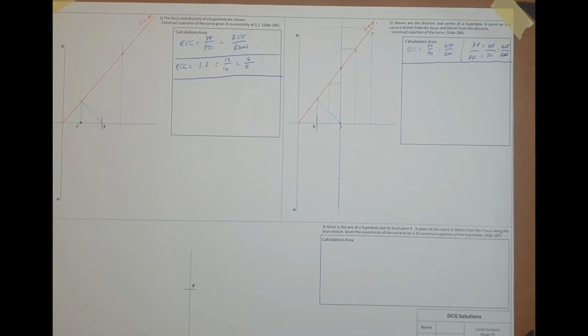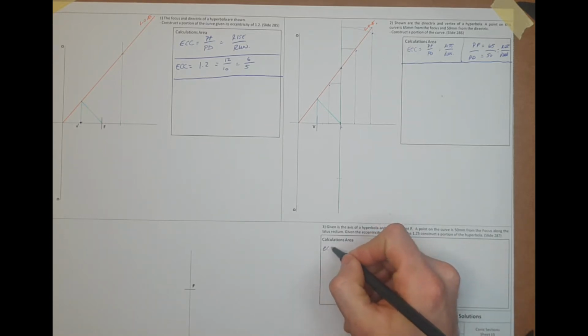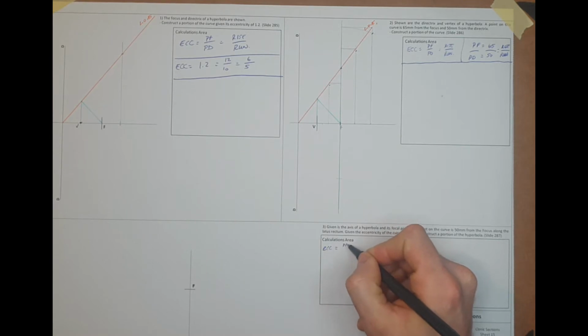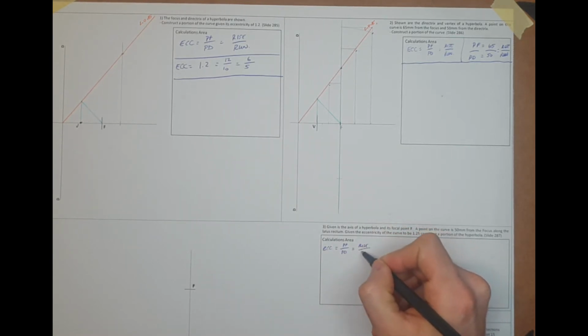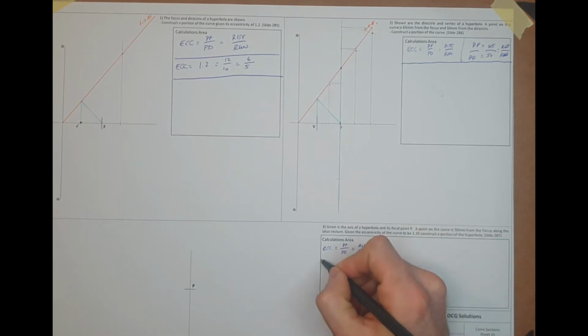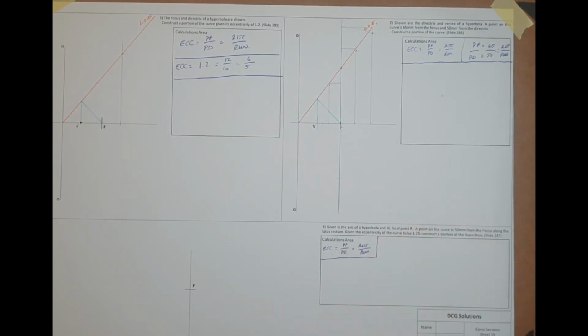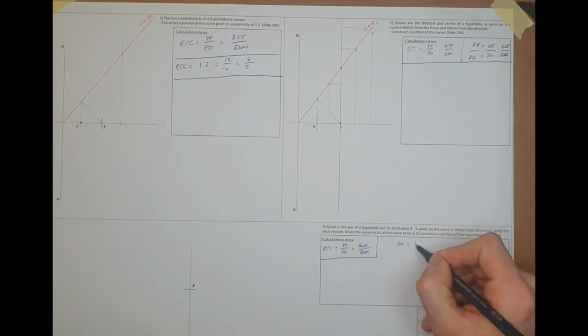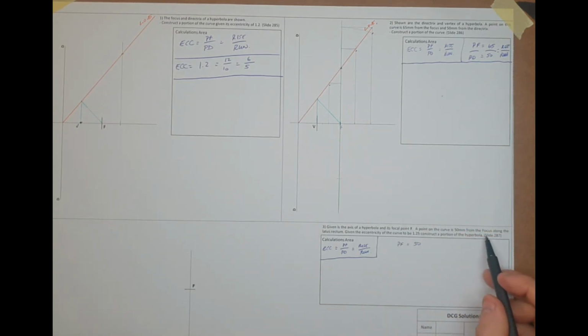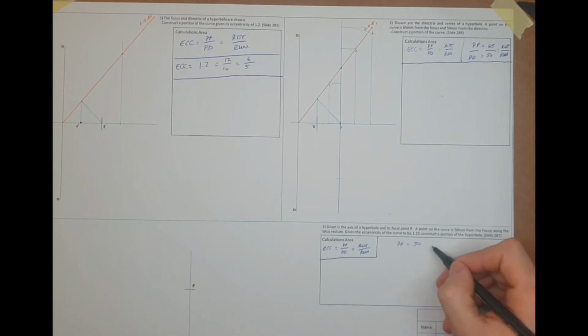Next one: given is the axis of a hyperbola and its focal point F. Point on the curve distances again, so I'll write down eccentricity equals point focus over point directrix equals rise over run. Usually before I even start reading, I might read a couple of words just to make sure: is this all about eccentricity? Yes it is, write it down. A point on the curve is 50 from the focus, so point focus equals 50 along the latus rectum.